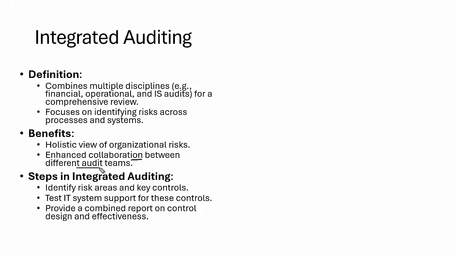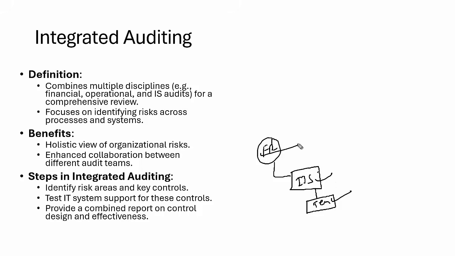That's there. And the steps that we take for an integrated audit: identify the key risk areas and key controls. We test the IT system support for these controls, and we provide the combined report on the control design effectiveness. So if we take an example, we have a financial report. This financial report is generated through this IT system. This IT system is hosted on a technology. So when we do an audit of this, we know that this report is very important because it is generated from this, and this is very important because it is hosted here. So we identify the key risk areas and key controls, test IT system support for this control, and provide the combined report on the control design effectiveness.